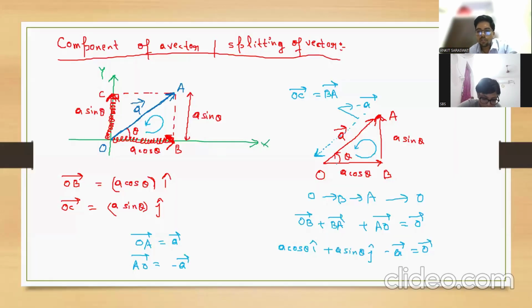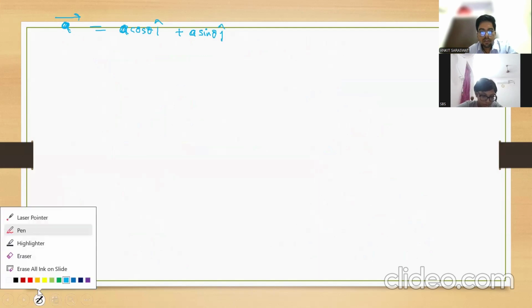Okay, you have written. So this A vector can be written as A cos theta I cap plus A sin theta J cap. Now here A vector is given as A cos theta I cap plus A sin theta J cap.